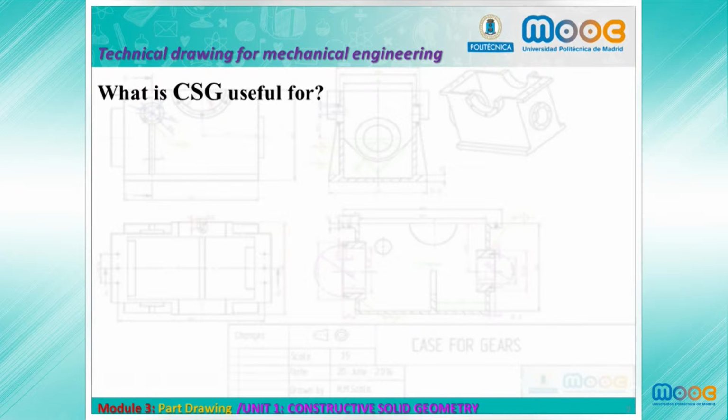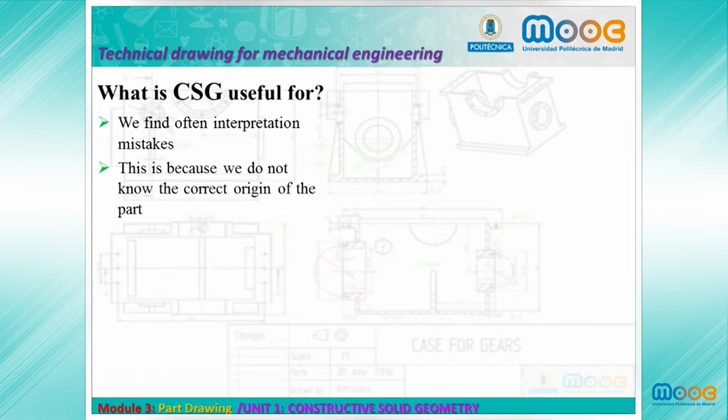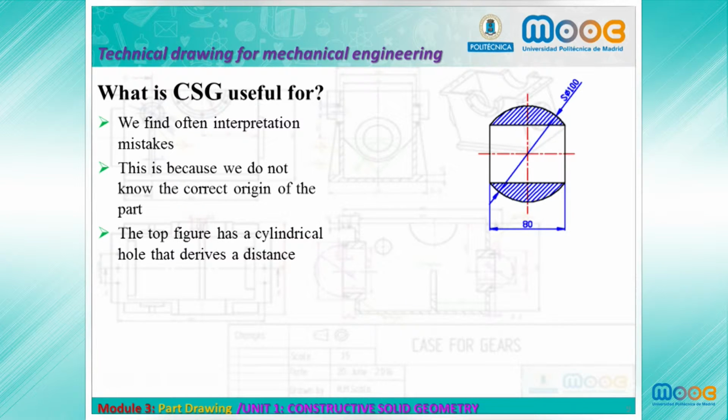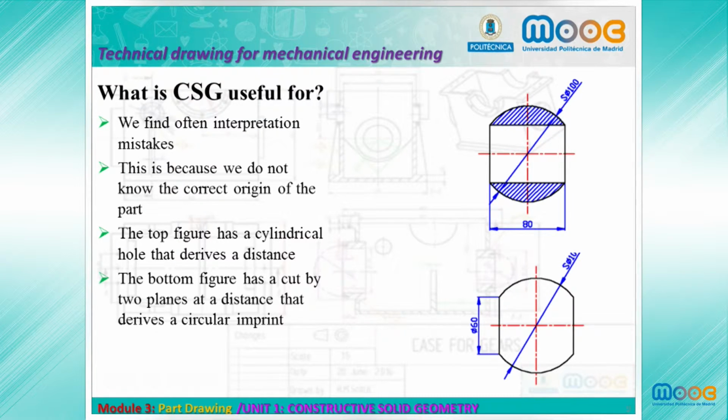What is CSG useful for? We often find interpretation mistakes in technical drawings. This is because we don't know the correct origin of the part. The top figure has a cylindrical hole that derives in a distance. The bottom figure has a cut by 2 planes at a distance that derives in a circular imprint. It's completely incorrect to dimension the distance in the top figure and the diametral measurement in the bottom view.